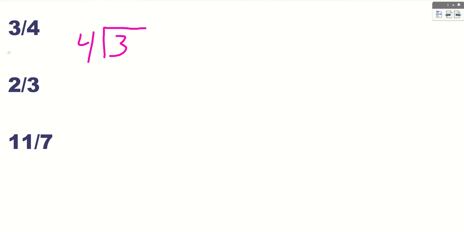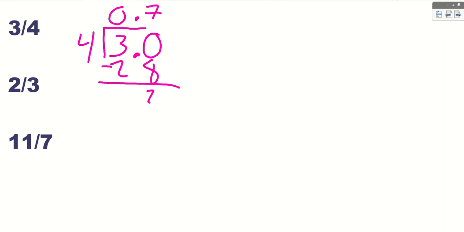So our first question is, can 4 go into 3? Nope, 0 times. So then I add my decimal, and then I add a 0. How many times can 4 go into 30? 7 times.